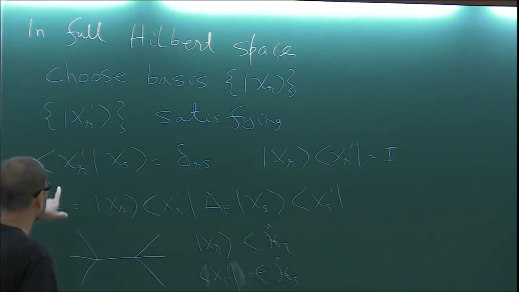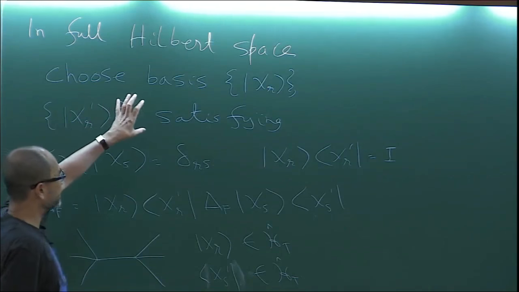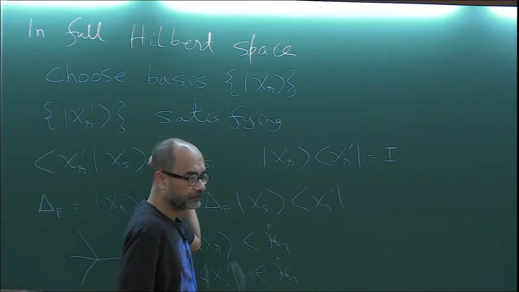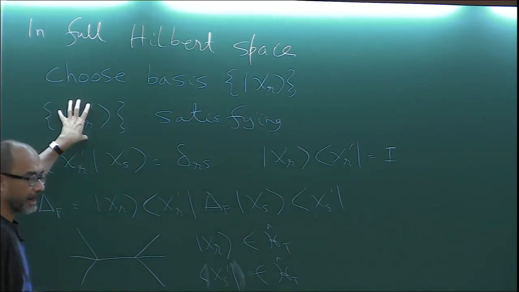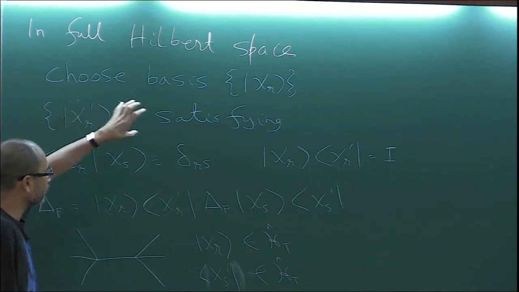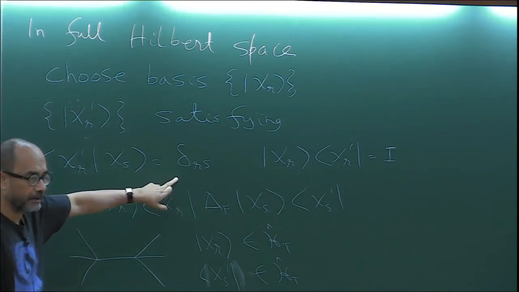Right? Here, I have just introduced two sets of basis states, each in the full Hilbert space. Right? Chi r is a basis state in the full Hilbert space. Chi r prime is also a basis state in the full Hilbert space. Right? The reason that I introduced two is because I want this orthonormality condition.